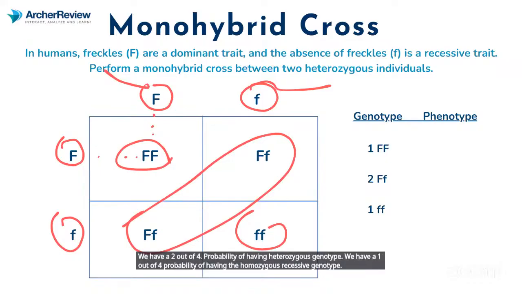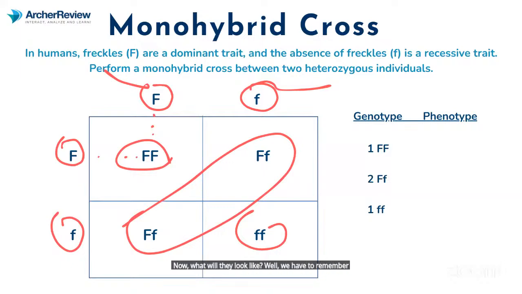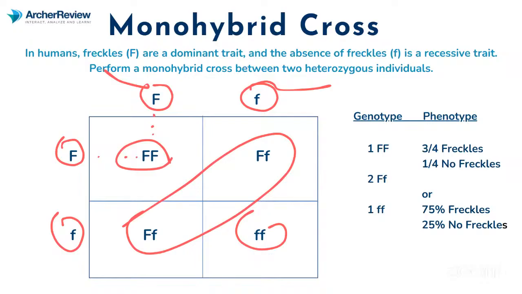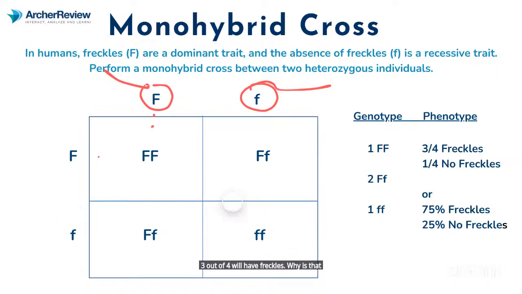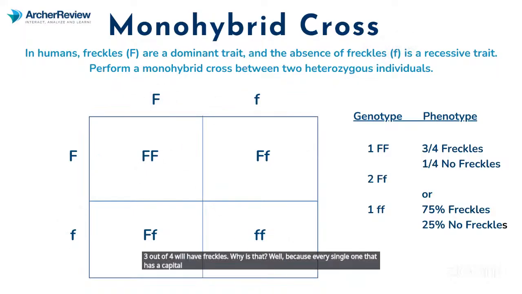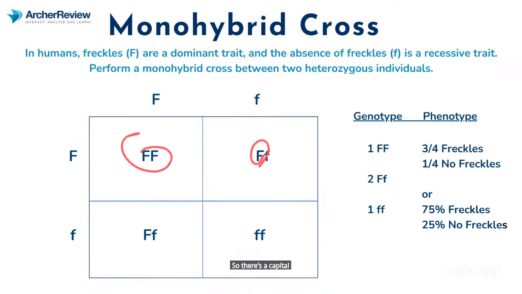Now, what will they look like? Well, we have to remember Mendel's law of dominance here. 3 out of 4 will have freckles. Why is that? Well, because every single one that has a capital F would show the dominant trait. So there's a capital F, there's a capital F, there's a capital F. So 3 out of 4 is our probability that we would have freckles. 1 out of 4 is our probability that we have no freckles.